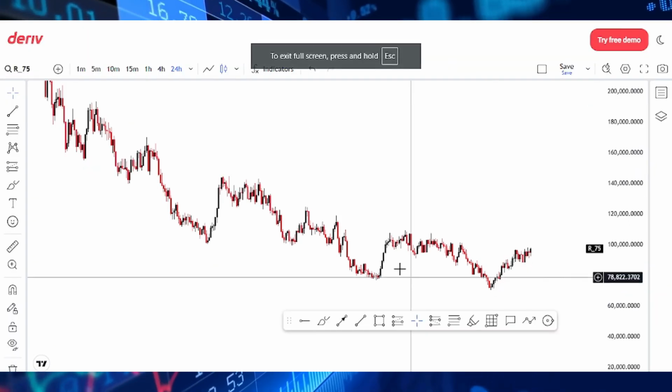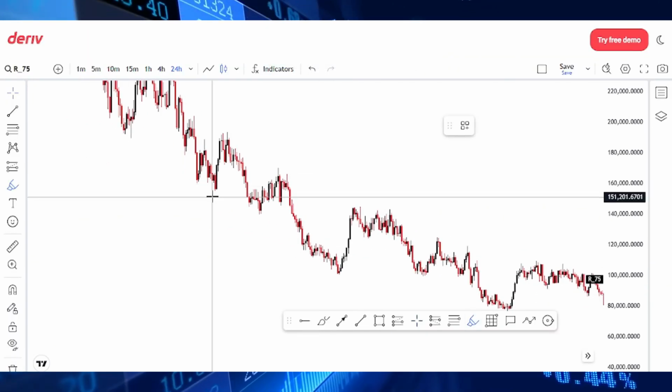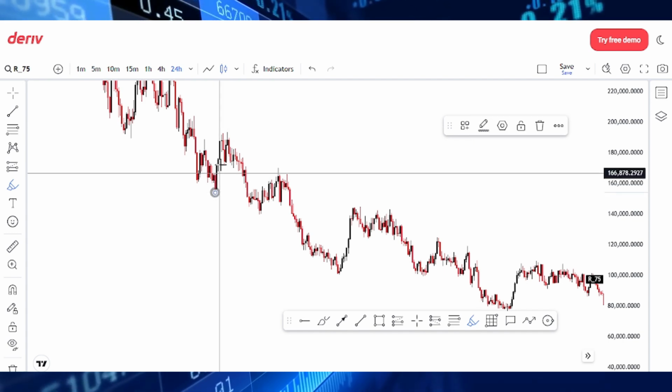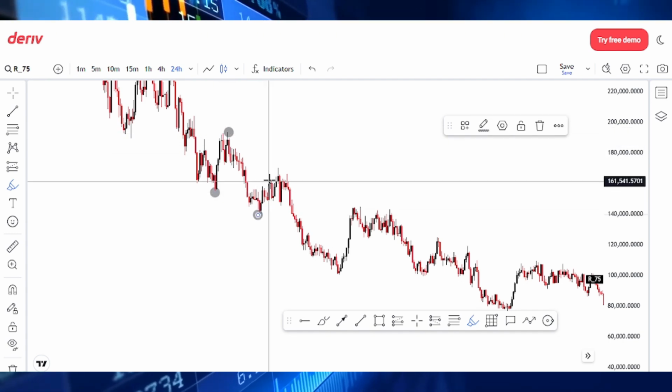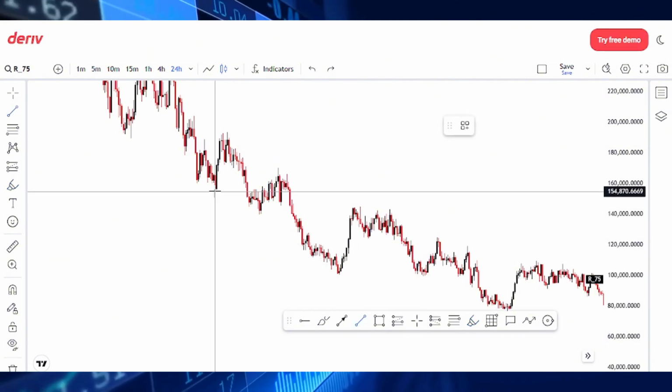Hello guys, so we are looking at VIX 75, and on the daily time frame you can obviously see that the market is pushing down. You have your low, you have your lower high, lower low, lower high, which means that is your break of structure within this point here.